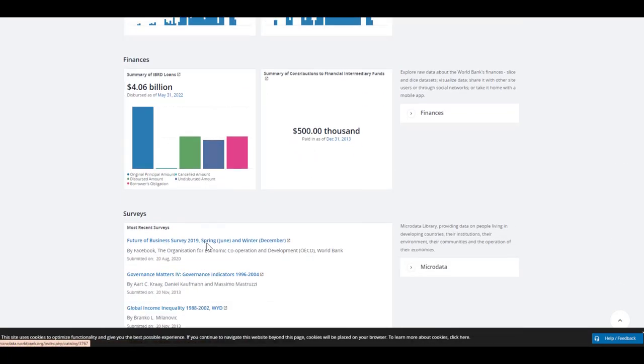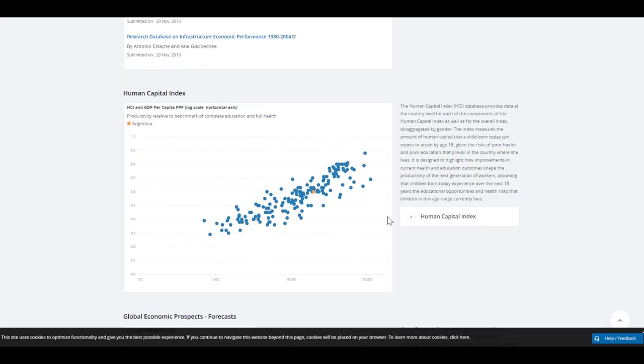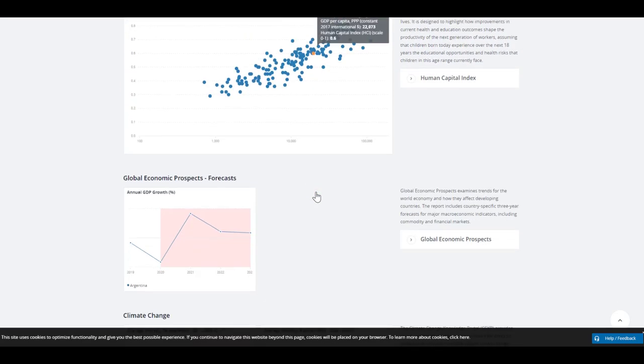Here's information on finances, and there are other industry reports. Here's your human capital index, which I had mentioned, along with GDP per capita. This looks at the human capital index by gender, and it measures the amount of human capital that a child born today can expect to attain by age 18, given the risks of poor health and education and other factors. You can look and see where Argentina is on this level. It is pretty much in the mid-range for that.